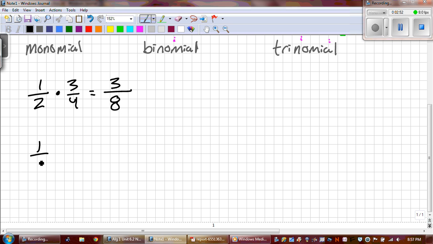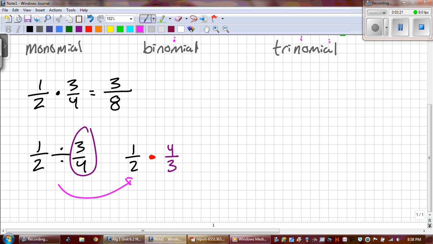But if this is changed to division, we can't divide fractions. So instead of dividing fractions, we need to multiply by the reciprocal. And what the reciprocal means is that we have to flip that second fraction, and then we change it from division to multiplication. Okay, so we multiply by the reciprocal. That's what this step is right here. We flip the second fraction, and now we can do the same thing.